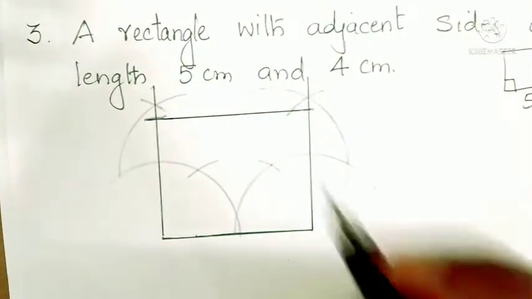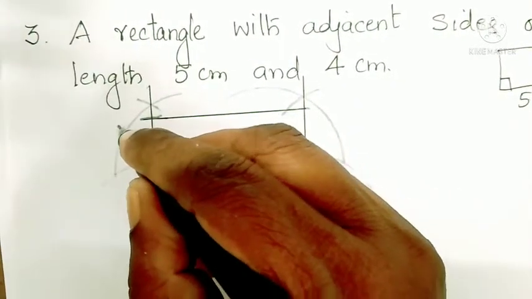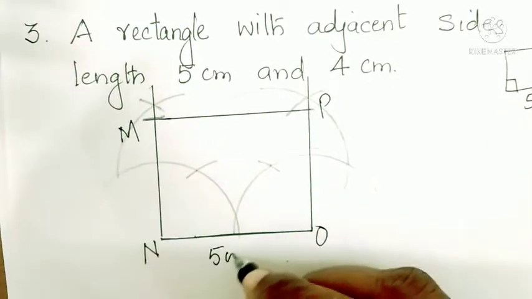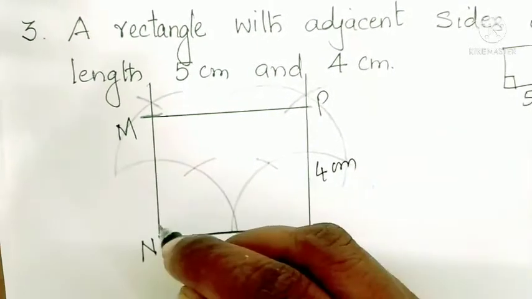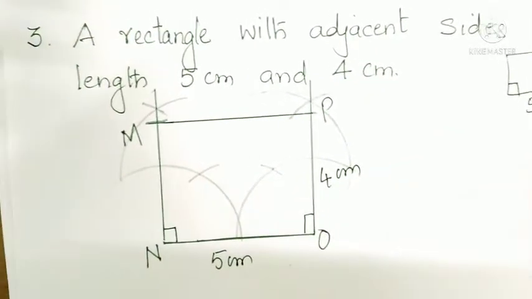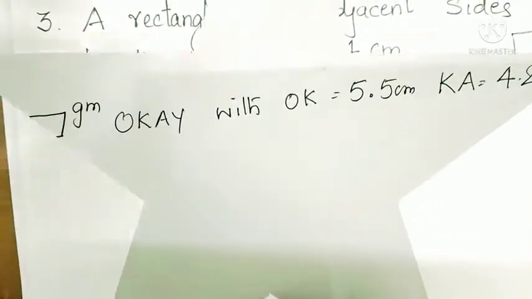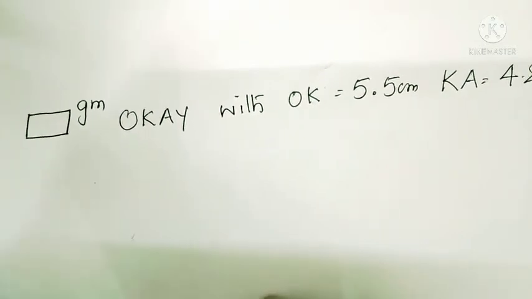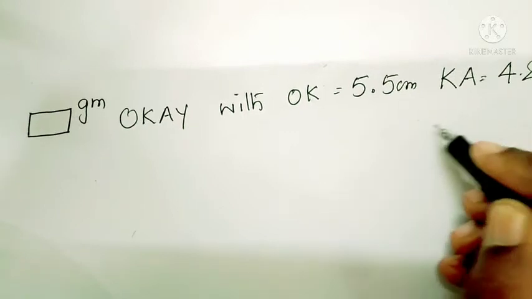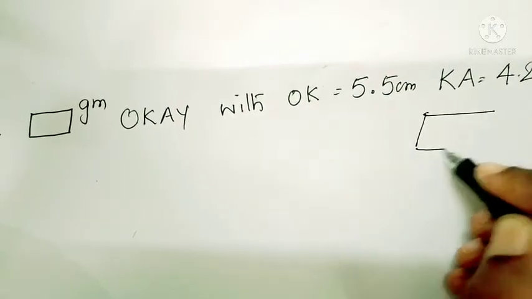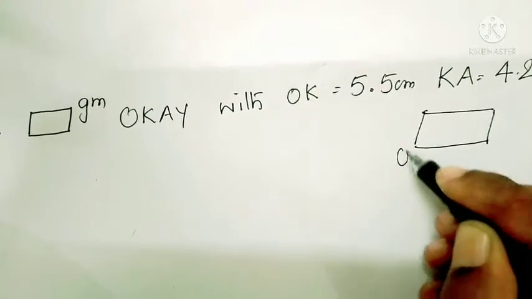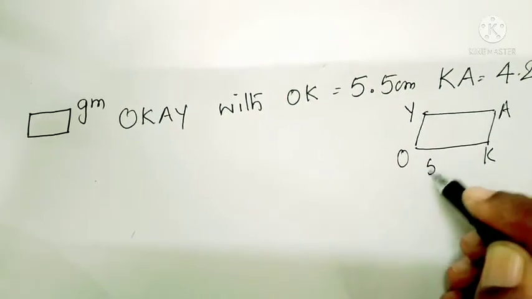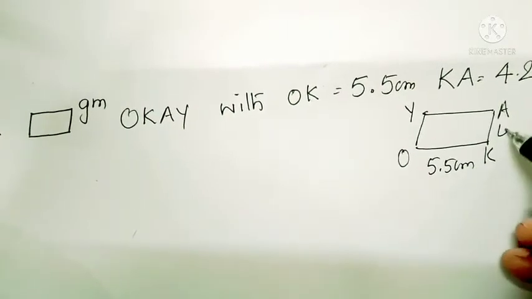And name it as you wish. M N O P, adjacent side 5 centimeter, 4 centimeter. Both the angles are 90 degree. Your diagram is ready. And the last question in this chapter is, draw a parallelogram. Parallelogram's name is OKAY. So let us draw the parallelogram OKAY with O, K, A, Y. OK is 5.5 centimeter and KA 4.2 centimeter.